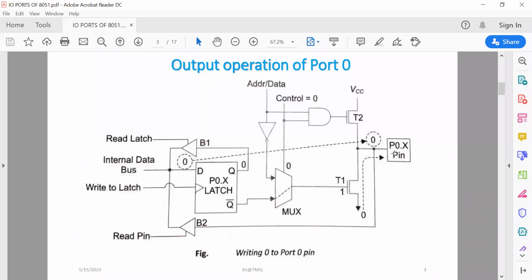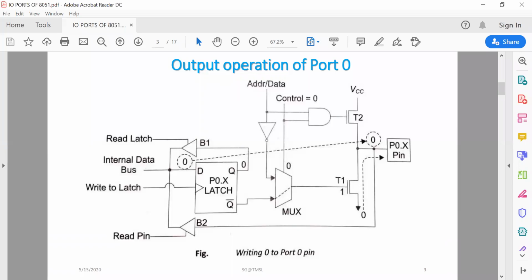And while writing 1 to the latch, then Q equals 1. If 1 is given in this position, Q will be 1 and Q bar will be 0. Then this will turn off this T1, which floats the pin to high impedance state. Therefore, an external pull-up resistor is needed to provide logic 1. That's why T2 in this case remains off when the pin is used as input or output. Okay, so that is writing 1 to a port 0 pin.